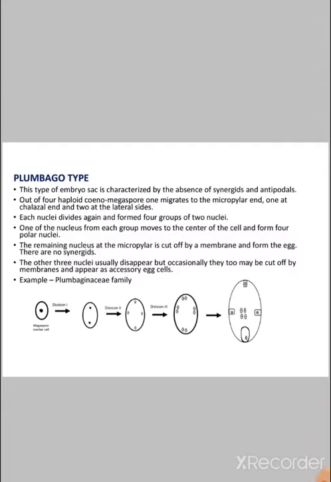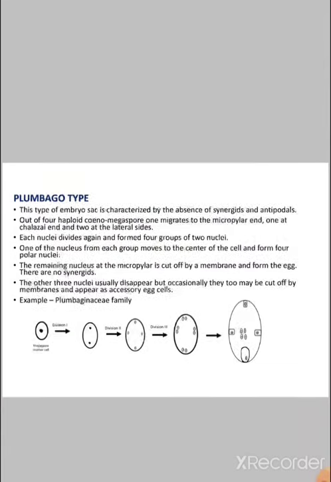Each nucleus divides again and forms 4 groups of 2 nuclei. One of the nuclei from each group moves to the center of the cell and forms 4 polar nuclei. The remaining nucleus at the micropylar end is cut off by a membrane and forms the egg, and there are no synergids. The other 3 nuclei usually disappear, but occasionally they too may be cut off by membranes. Example belongs to the Plumbaginaceae family.